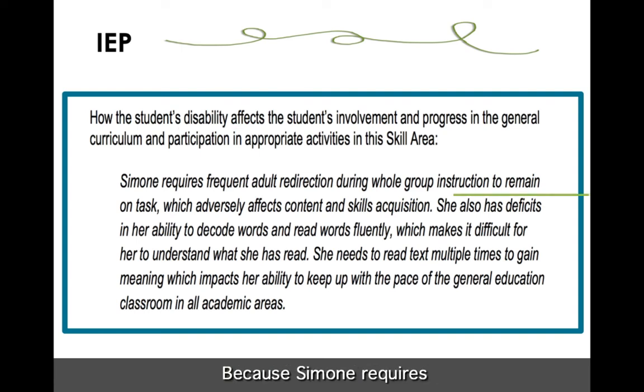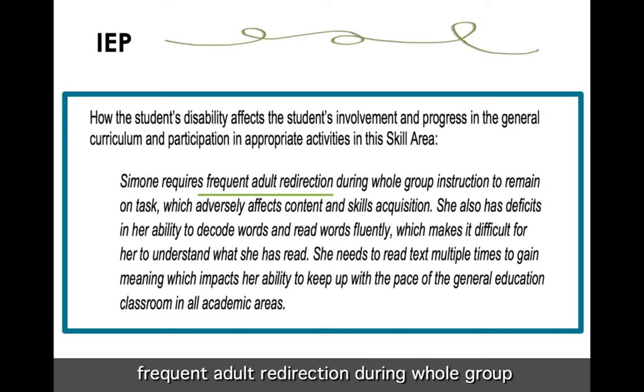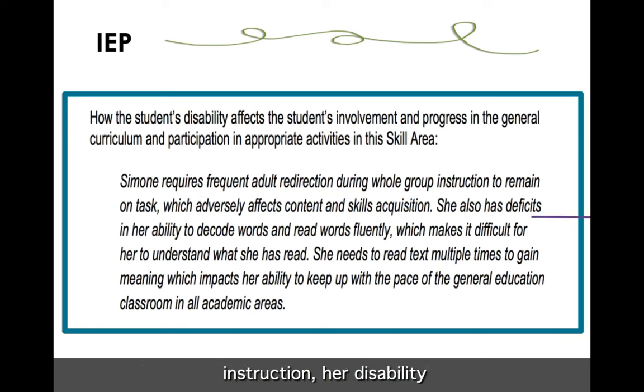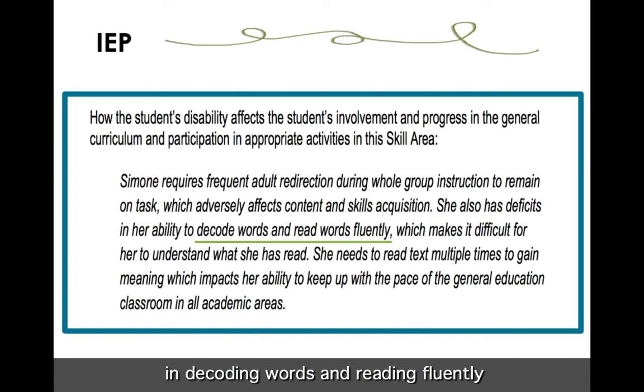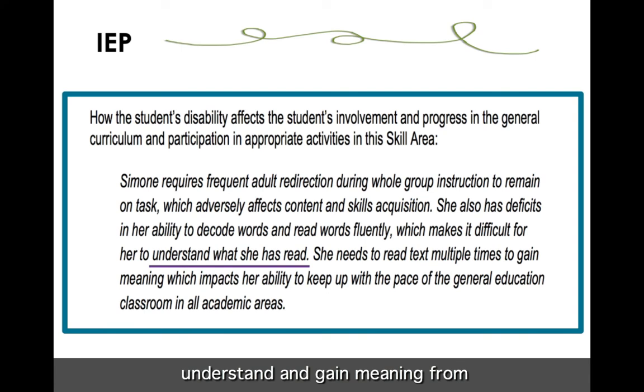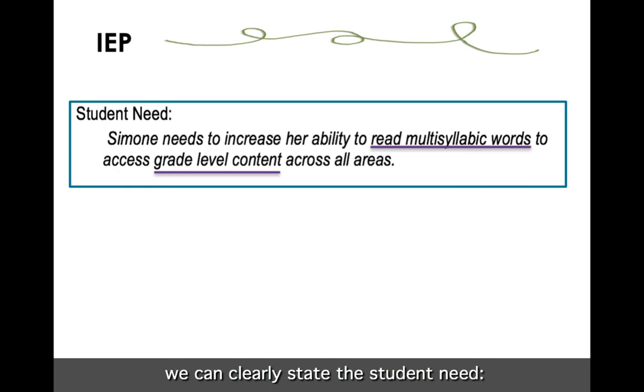Because Simone requires frequent adult redirection during whole group instruction, her disability adversely affects her ability to learn new content and skills. Additionally, she has deficits in decoding words and reading fluently that impact her ability to understand and gain meaning from what she reads. So knowing these things, we can clearly state the student need. Simone needs to increase her ability to read multisyllabic words to access her grade level content across all areas.